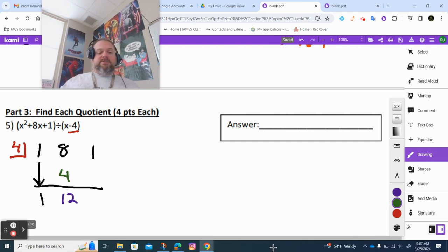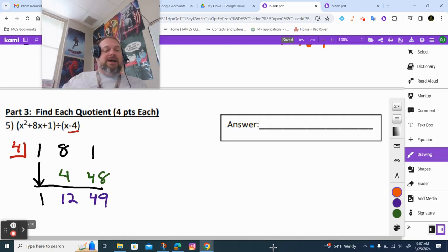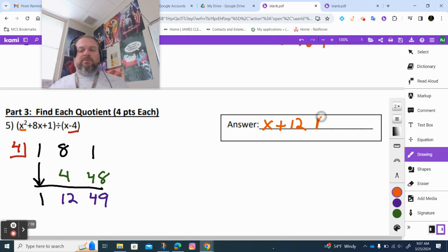So I said 4 times 1 is 4, and I added now 4 times 12 is 48. And what's funnier than 48? 49. Thank you for the small chuckle. All right, so this problem started with the x squared, so we have to start our answer with one less. So x plus 12 with a remainder of 49. Okay? X plus 12 with a remainder of 49 because we ran out of numbers right here.